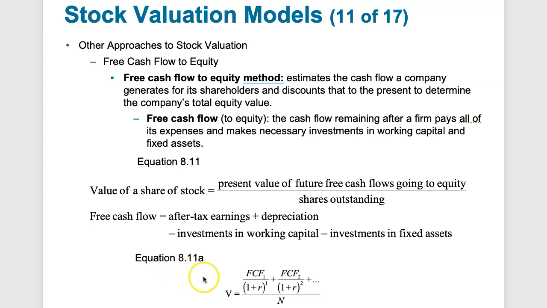In this model, it depends on how many years of cash flow you want to go out. The ellipsis just means rinse and repeat. So let's say we go out 5 years. We would take the free cash flow for year 1, 2, 3, 4, 5, and divide each by 1 plus the required rate of return to the power of the year, add them all together, divide by the number of shares, and we get the value of the stock price using this model.